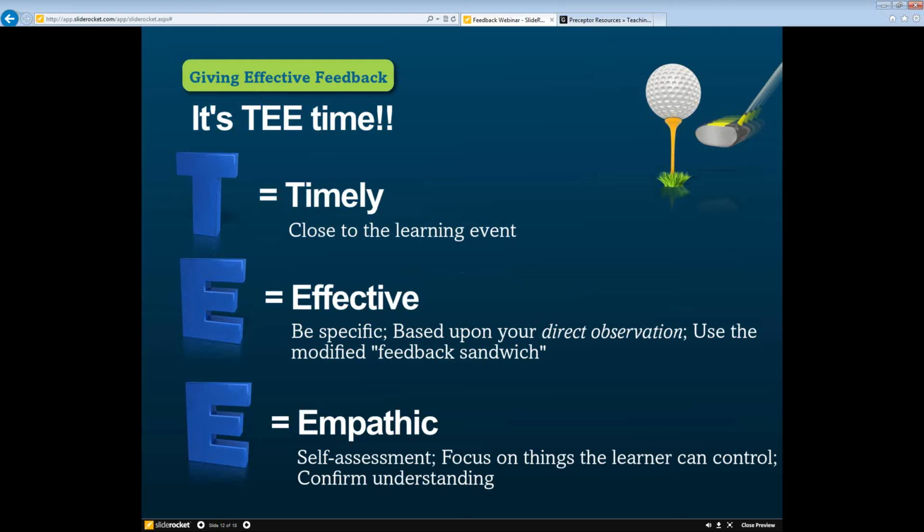Confirming understanding at the end of your feedback is important, to make sure that your learner is able to put this into practice, move forward, and try differently next time. So think of tea time when you're going to give a feedback session, and we'll review these things. You'll see similar statements when we go to the teaching physician website, and this is just one way to pull all those things together.